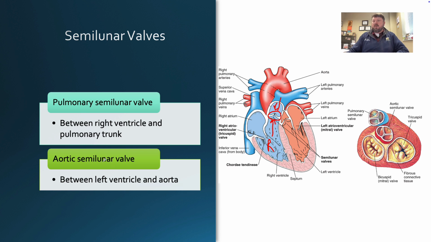The aortic semi-lunar valve is on the left side and it's between the left ventricle. So here is your aortic semi-lunar valve. So it's between the left ventricle and the aorta. It keeps blood from coming back into the left ventricle, and the left ventricle pumps blood out into the aorta by the aortic valve, the aortic semi-lunar valve.